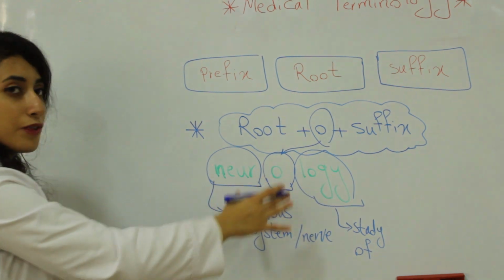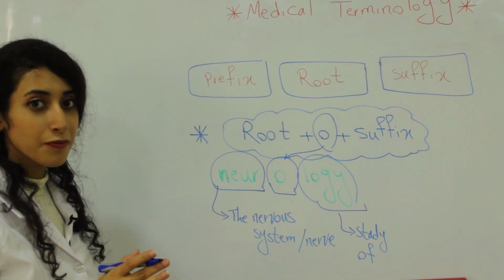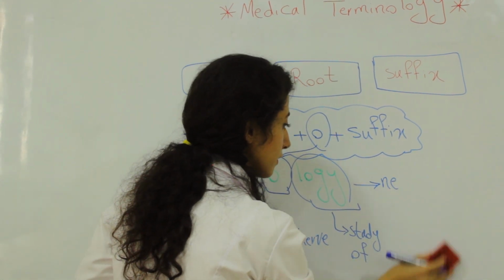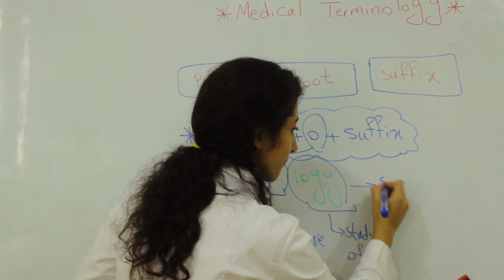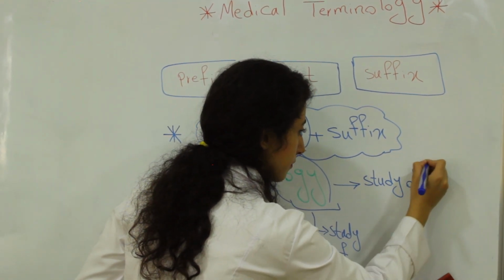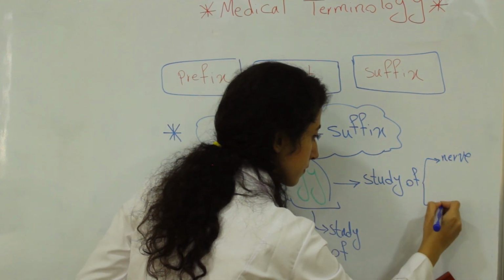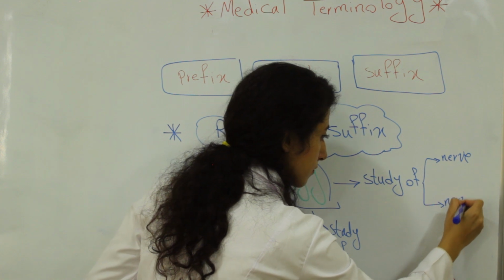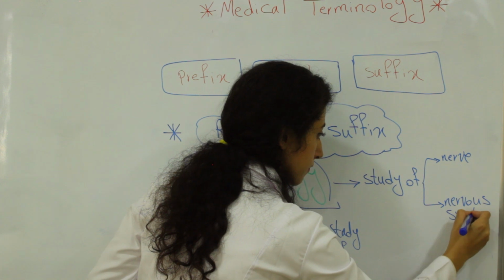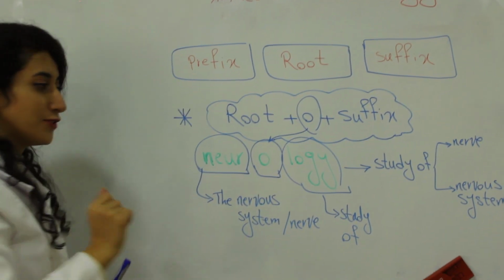Now, what's the meaning of neurology? It is the study of the nervous system or study of nerve. So now we can translate it. We did it. So another example.